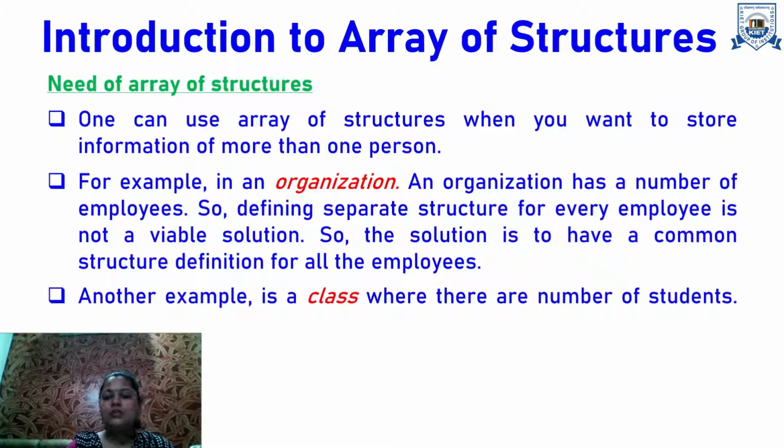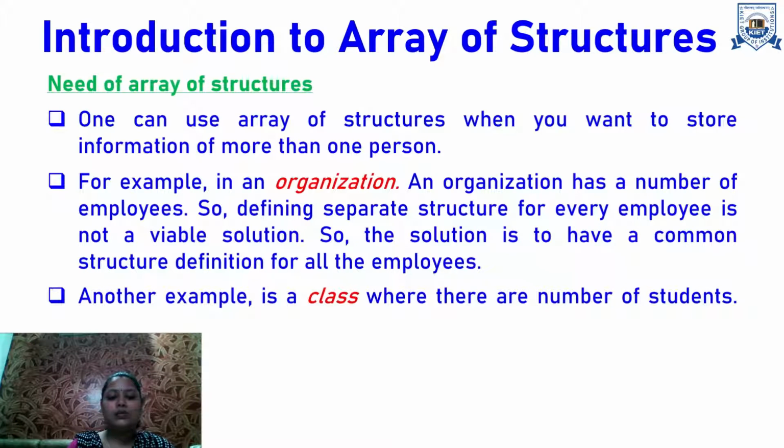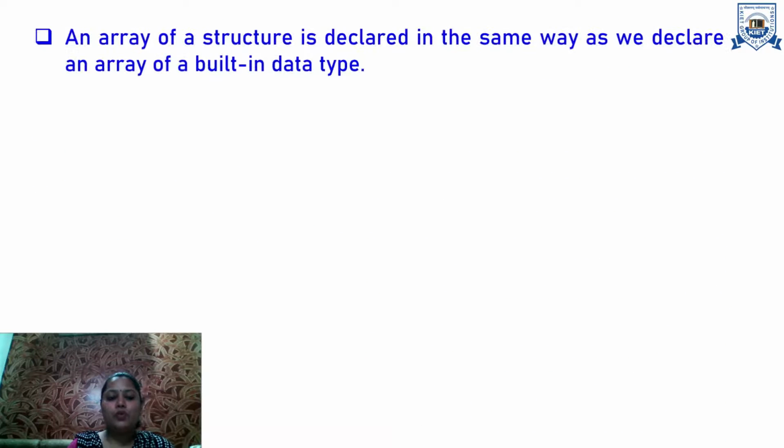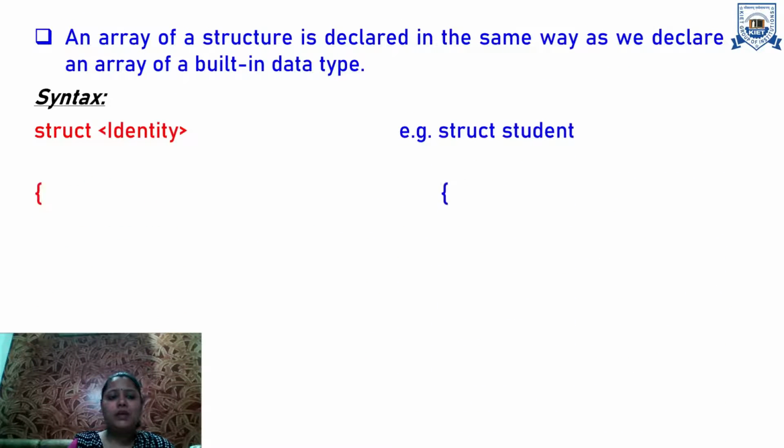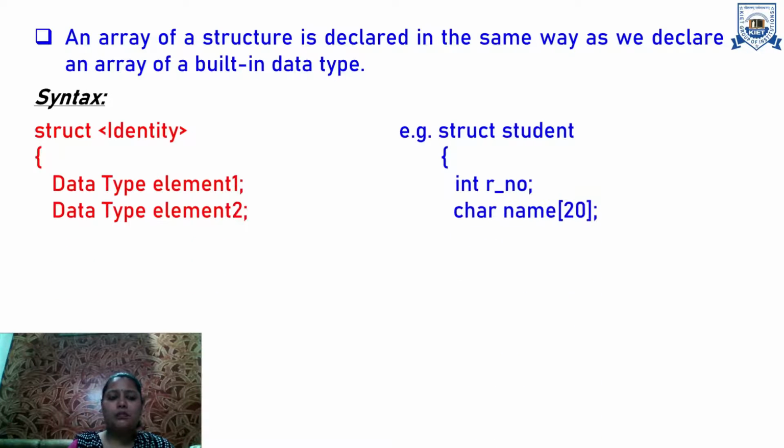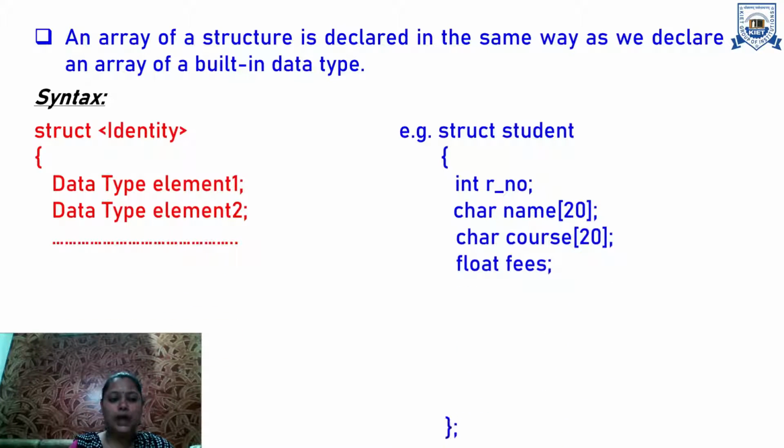The solution is to give a common structure definition for all the employees. Another example is a class where there are a number of students, so we need to store the information of all the students. In the previous class, we saw how to define a structure for a particular employee. But if we want to store information about a number of employees or students, how can we do that? For that, we have to define an array of structures.